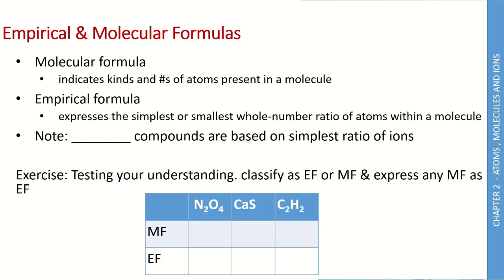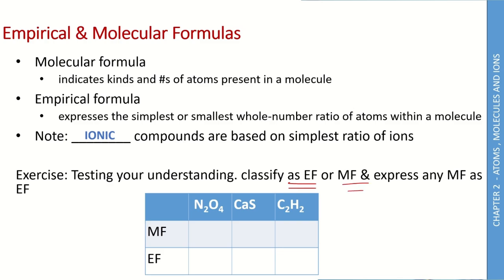Molecular formula indicates kinds and number of atoms present in a molecule. Empirical formula expresses the simplest or smallest whole number ratio of atoms within a molecule. So, ionic compounds are based on the simplest ratio of ions, as you saw before. And we drew some of the compounds that we had 2 and 2, and we divide both by 2 to have the simplest formula. And then look at those and classify as empirical formula and molecular formula.